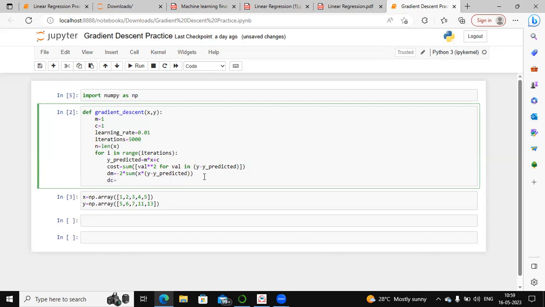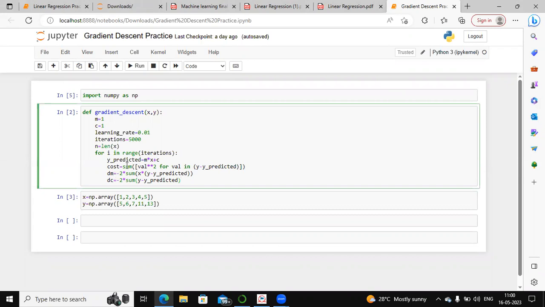That is a constant value. This also comes out to be minus 2 into the sum of, this is just y minus y predicted. So we have computed our DC as well. We have differentiated with respect to the constant, and we have done the differentiation with respect to the slope.